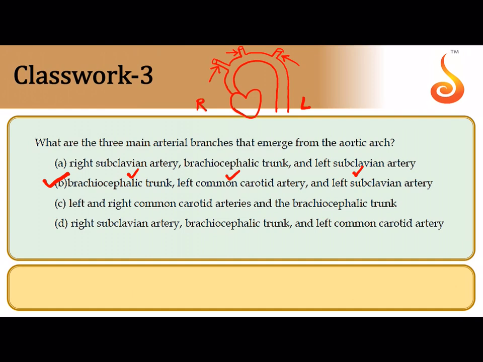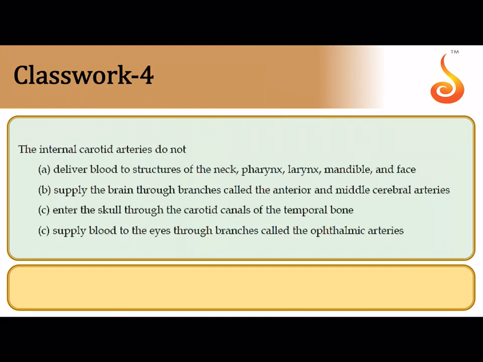I hope you all know, this is the systemic trunk, and the systemic trunk emerges from this part of your heart. Which chamber of your heart? This is the left ventricle. So it emerges from the left ventricle, it arches upwards, and where it is arching, there it gives out 3 major branches. So the answer is the second option.